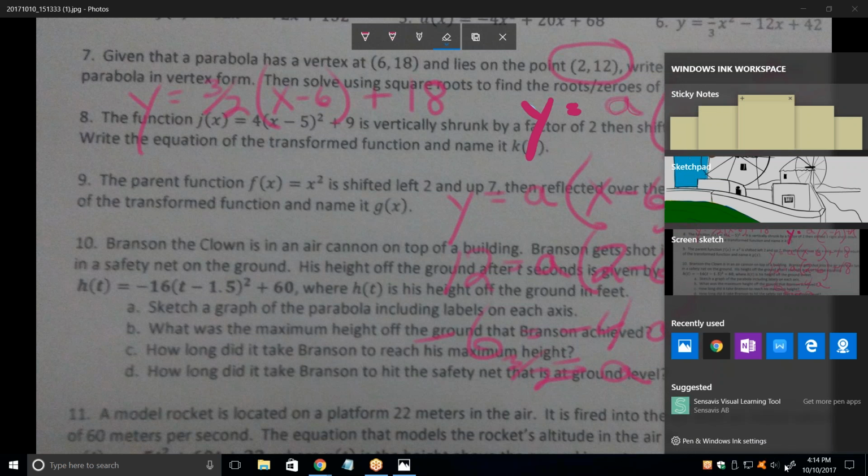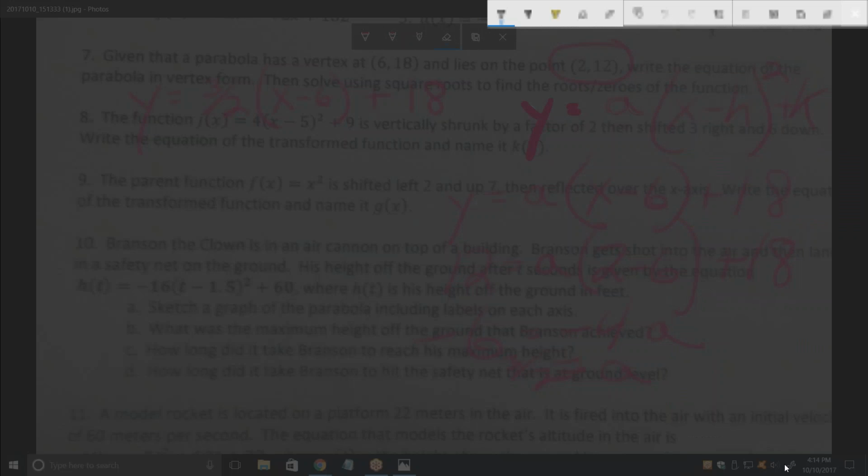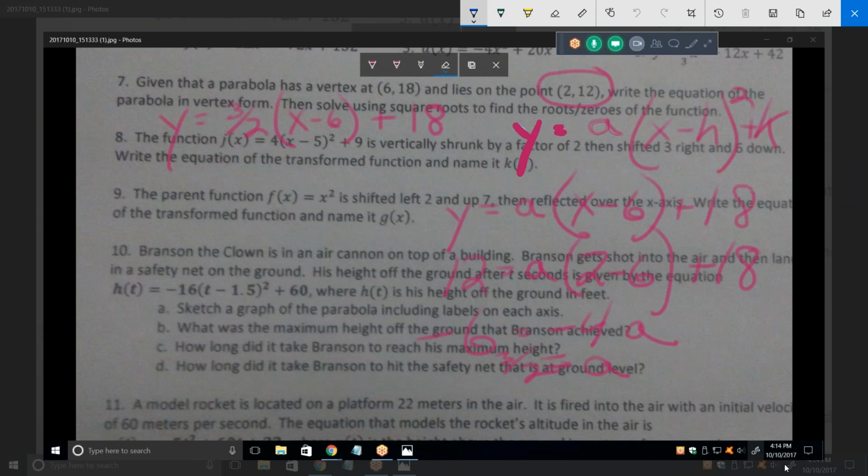Let's see what happens. All right, I'm gonna like this better. All right. So here's our equation of the parabola.